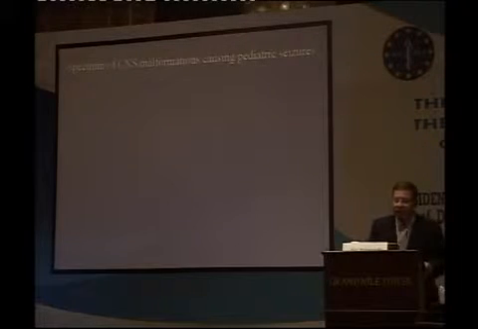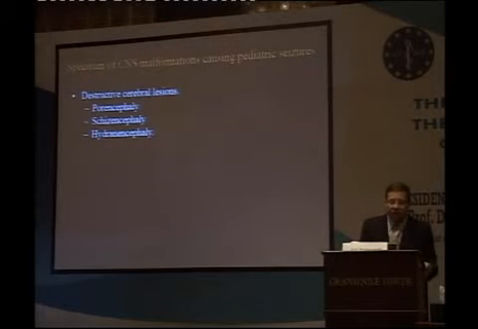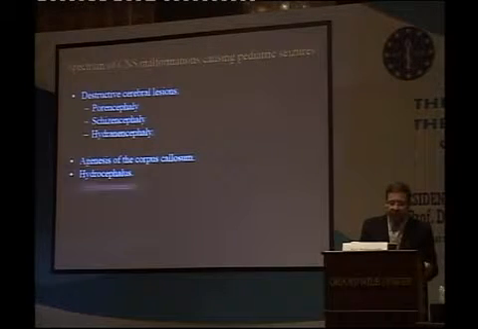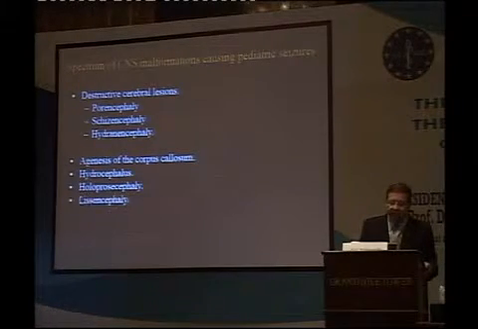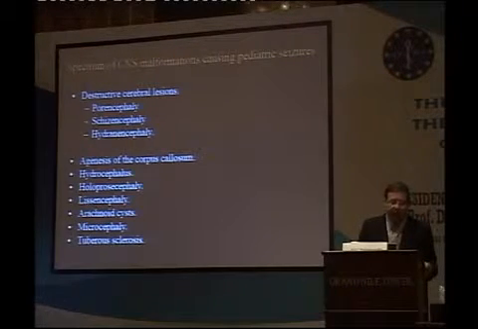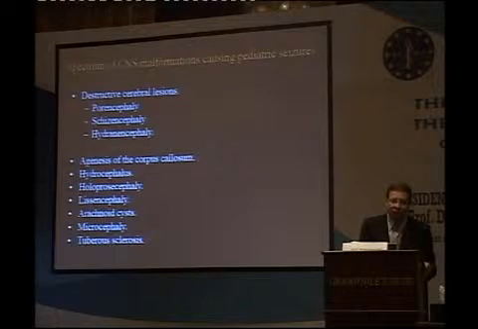Here is the spectrum of CNS malformations causing pediatric seizures, and this will include destructive cerebral lesions, agenesis of the corpus callosum, hydrocephalus, holoprosencephaly, lissencephaly, arachnoid cyst, microcephaly, and tuberous sclerosis. You might read the diagnosis of any of these in a report. Therefore, when the patient asks you as a clinician what is going to happen to that fetus after delivery, at least you have to know the fate of that baby.